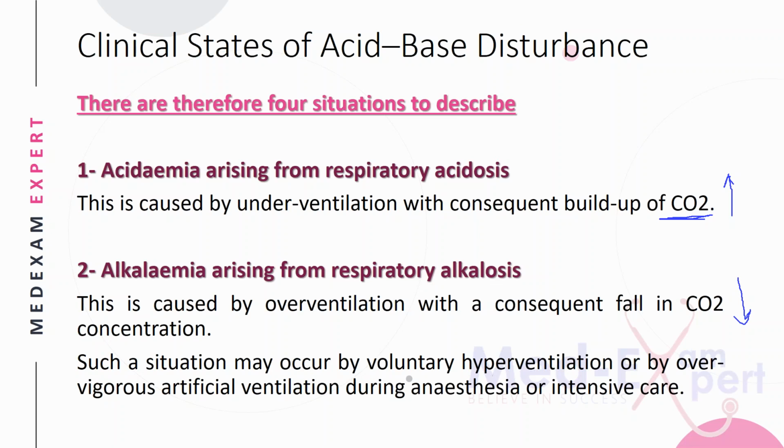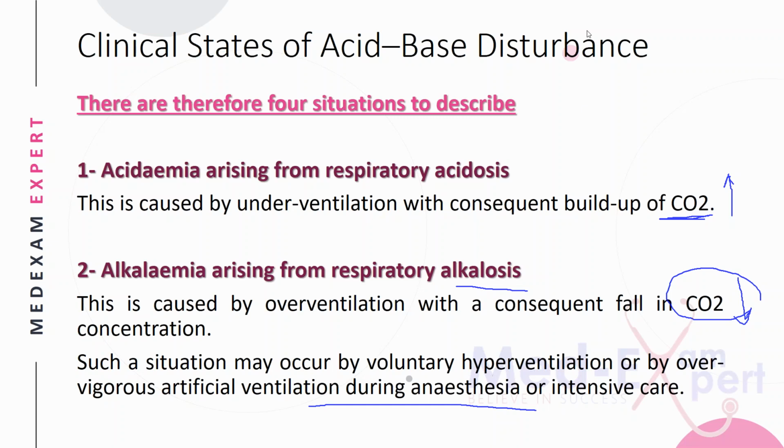So when I have decrease in the CO2 level, I have what's called respiratory alkalosis. How to decrease the CO2 level? By overventilation or hyperventilation. This can be done during vigorous artificial ventilation during anesthesia, or even voluntary. If you do some sort of voluntary hyperventilation, this will lead to fall in the CO2 level and respiratory alkalosis. So anything related to the CO2 is called respiratory. Acidosis means increase in the CO2. Alkalosis means decrease in the CO2.